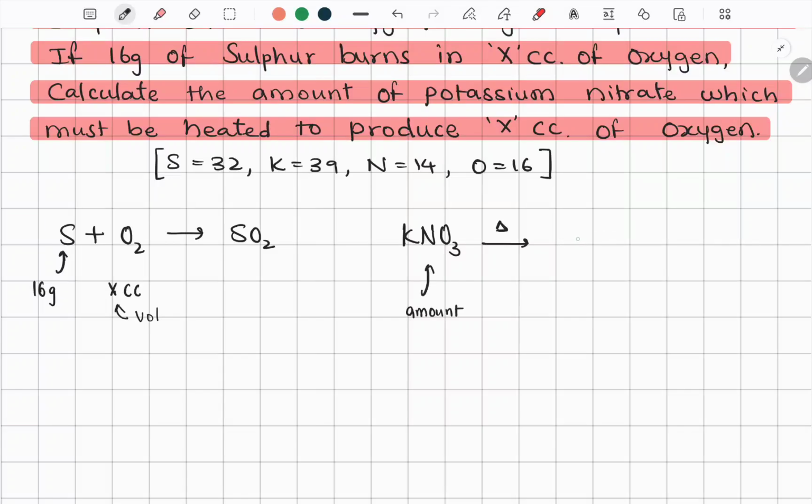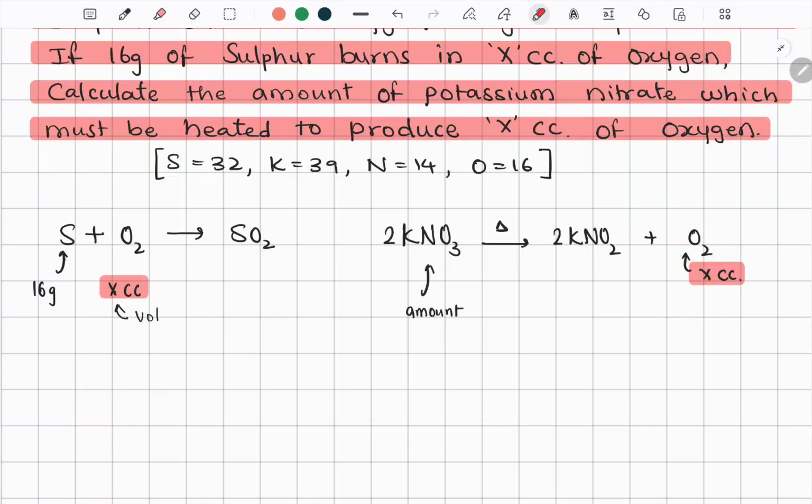Whenever the potassium nitrate gets heated, it forms potassium nitrite, KNO2, plus O2, oxygen. So let's balance the chemical equation. Perfect. That is how the chemical reaction is balanced. Now this x cc and this x cc should be the same. Basically they are asking us to calculate the amount of potassium nitrate which must form the x cc of oxygen.